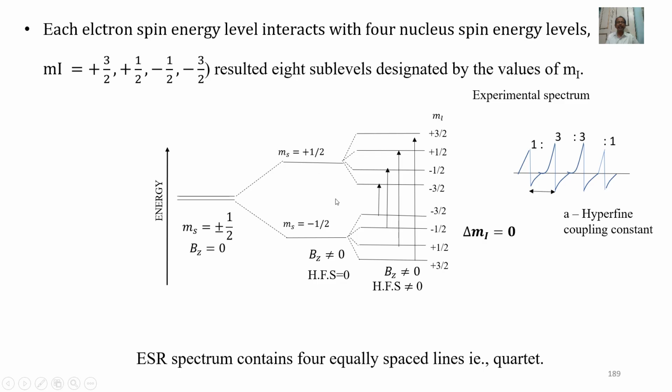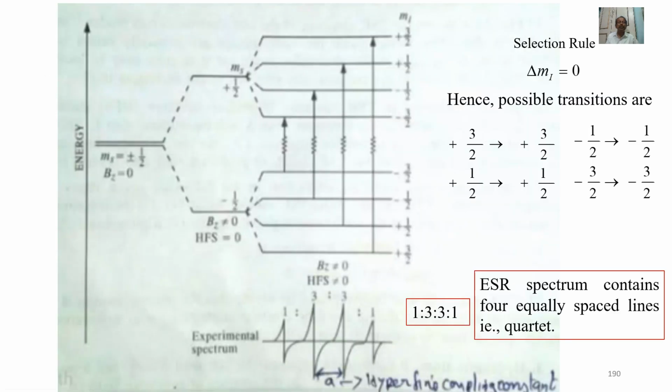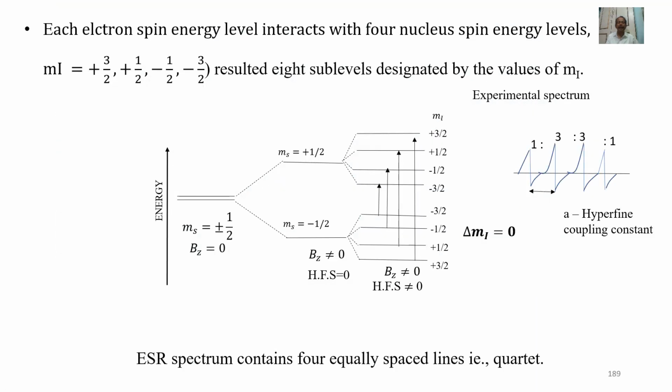This is the degenerate level for the CH3 radical. The moment you apply the magnetic field, this line splits into plus 1/2 and minus 1/2. Further, when the electron interacts with the magnetic moment of the nuclei, this line splits into four lines, and here also we have 4 lines: starting from plus 3/2, plus 1/2, minus 1/2, minus 3/2.